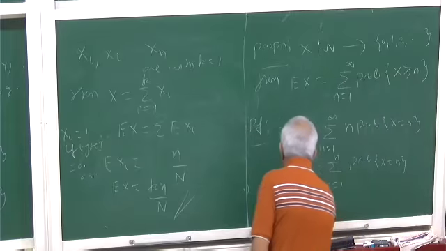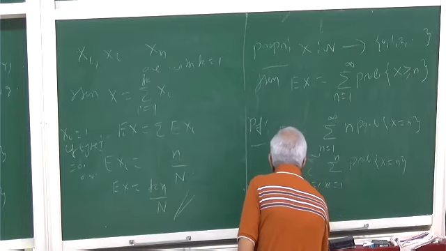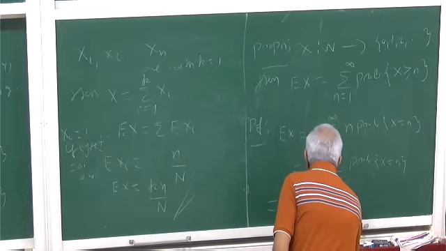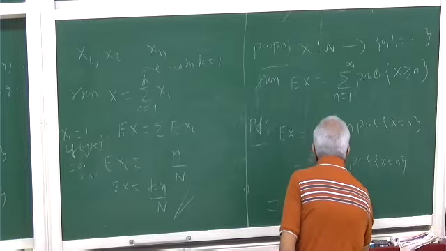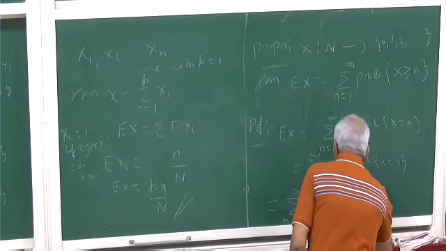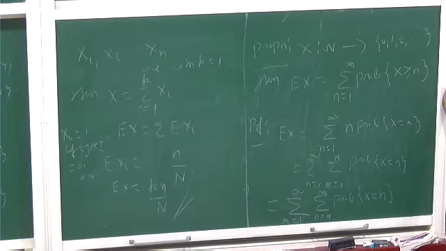Now you should tell me whether this is okay. Summation m equal to 1 to infinity, summation n equal to m to infinity, of the probability of X equal to n. Is this okay? Is it okay to everyone?